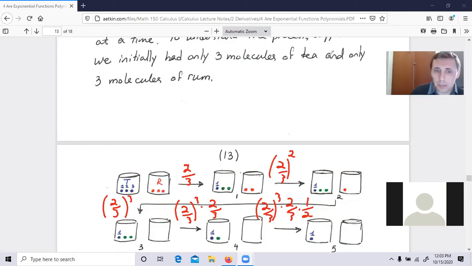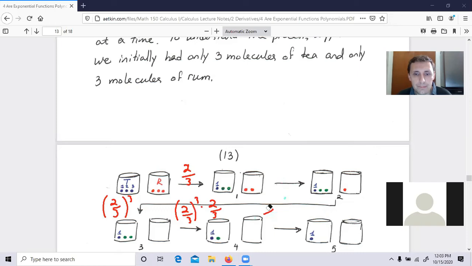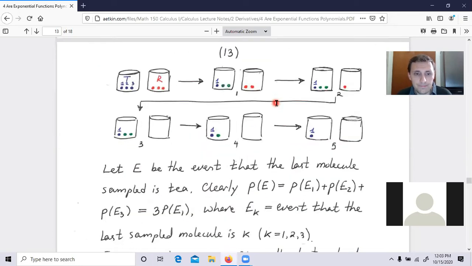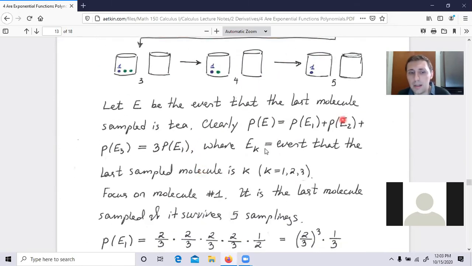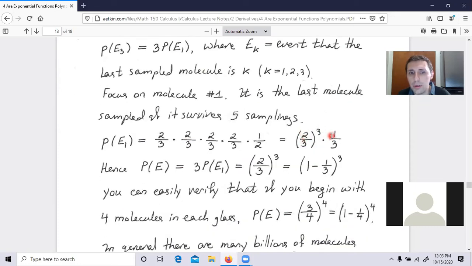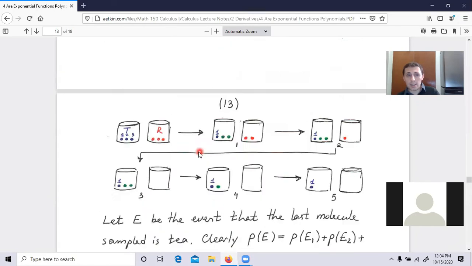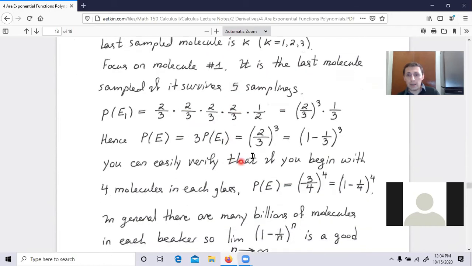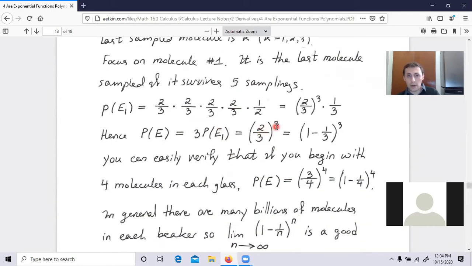And that was three molecules and three molecules. Okay. So the probability that molecule one survives is 2/3 cubed times 1/3, because here you see 2/3 times 2/3 times 2/3 times 2/3 times 1/2. So it's 2/3 times 1/3. And then the probability that it's one of molecules one, two, or three, it's the same probability multiplied by three, right? Because it's either molecule one or two or three. So multiply that by three and you get simply 2/3 to the power of three, which can also be written as 1 - 1/3 to the power of three.